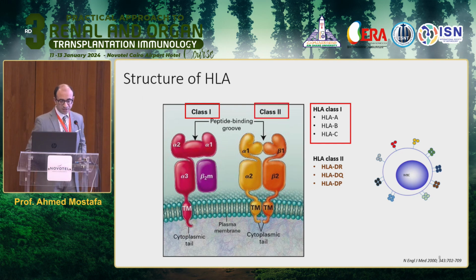Now, class 2 is formed of an alpha and a beta chain, which is a little bit different. For the DR, we don't do typing for the alpha chain, but for the DQ and the DP, we do typing for both because they are polymorphic. The most common ones that we type are HLA-DR, HLA-DQ, and HLA-DP. So anything which starts with a D is considered class 2.